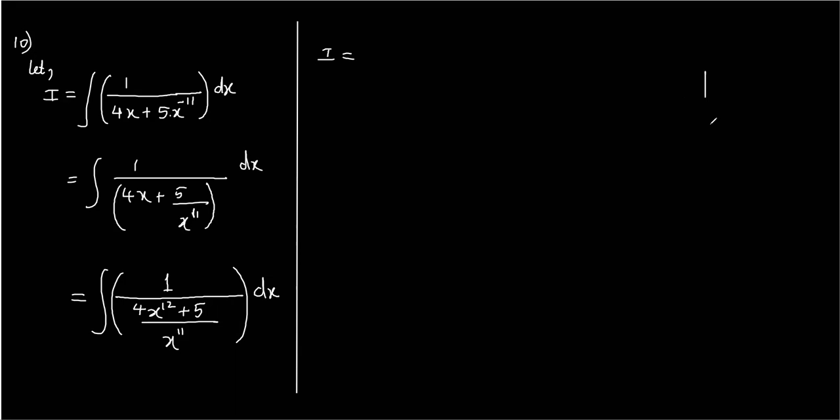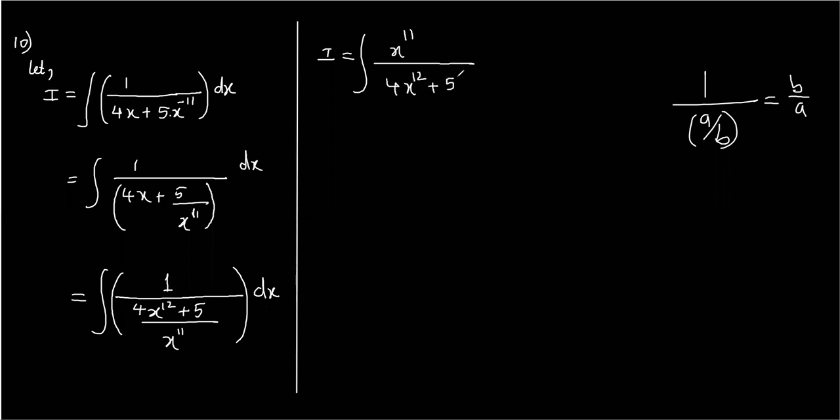If you have 1 upon a by b, then this b goes up and it becomes b upon a. So the same thing happens here. This x raised to 11 will come and multiply this 1. So you will get x raised to 11 upon 4 times x raised to 12 plus 5.